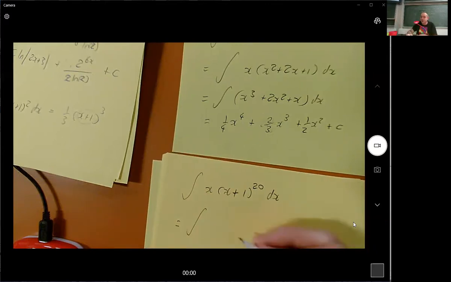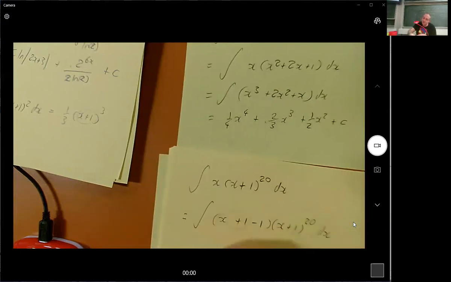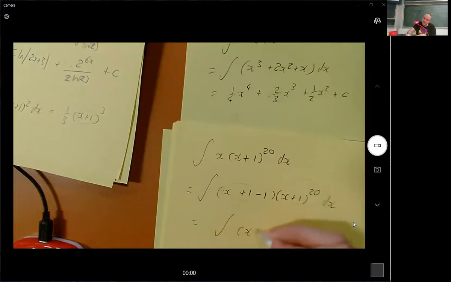So why don't I just put the plus 1 in there, right? I can always add a 1 and take a 1, and it doesn't change what the thing is. It's the same function. And then look at this: x plus 1 times x plus 1 to the 20 is x plus 1 to the 21, and minus x plus 1 to the 20. How cool is that?